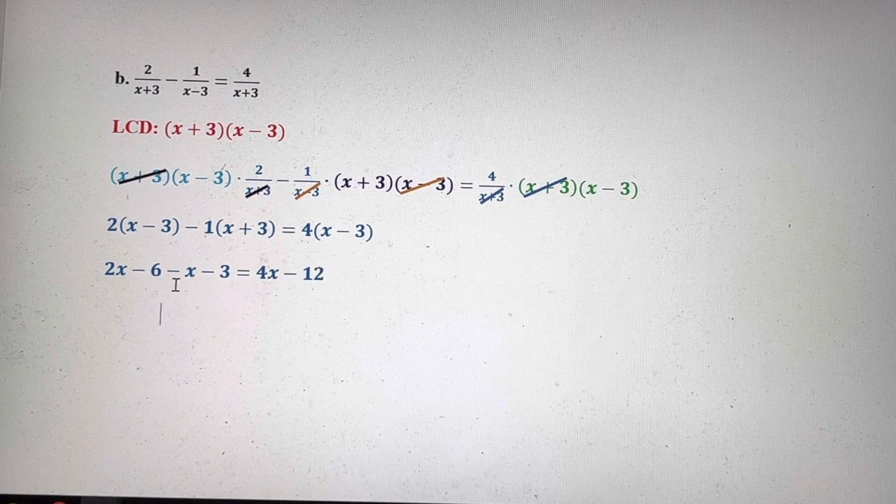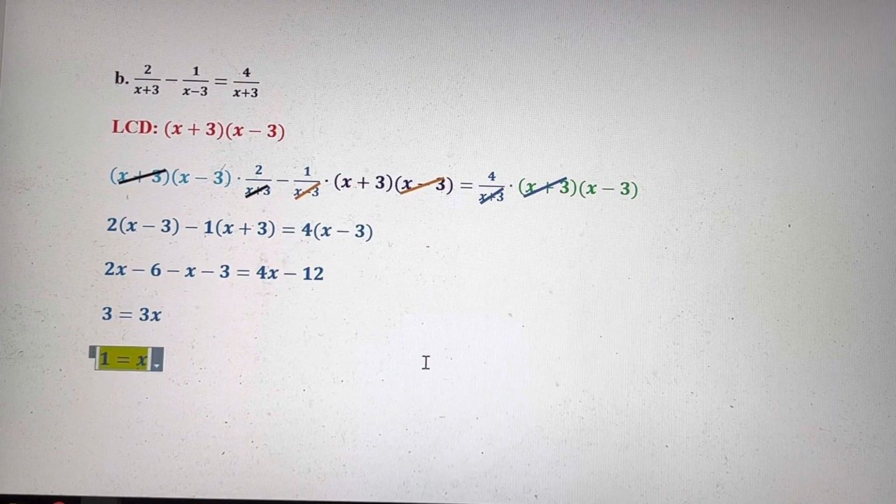And then solve this basic equation. We're kind of lucky here we didn't get any quadratics throughout this process. So I'm going to get negative 6 and negative 3 is negative 9. When I bring this negative 12 over, it becomes positive. So 12 minus 9 is 3 on the left side. I know a lot of you guys like to get the x on the side where it's positive, so that's what I did here. 2x minus 1x is 1x. Bring it over to the right side, it becomes negative. 4x minus 1x is 3. So x equals 1, okay?